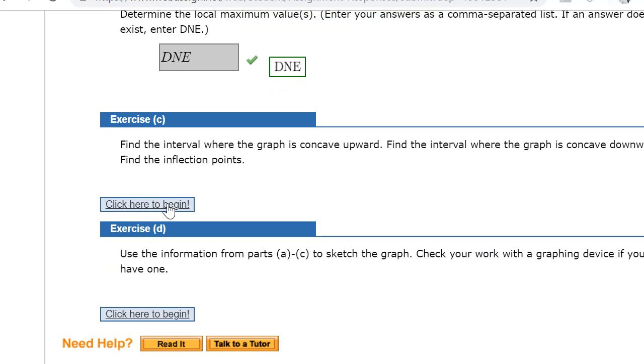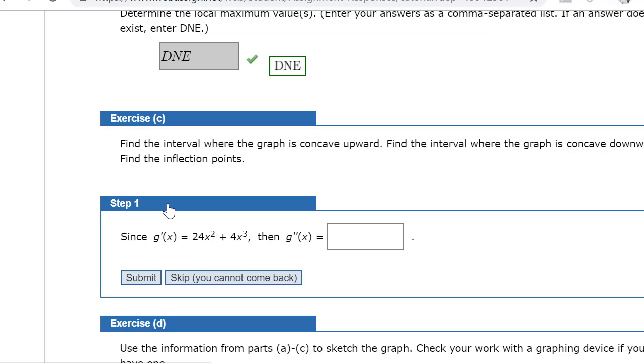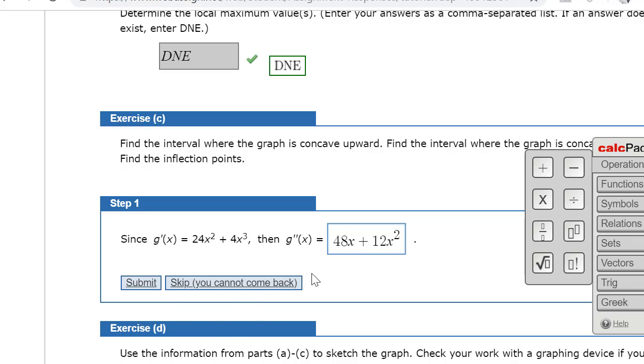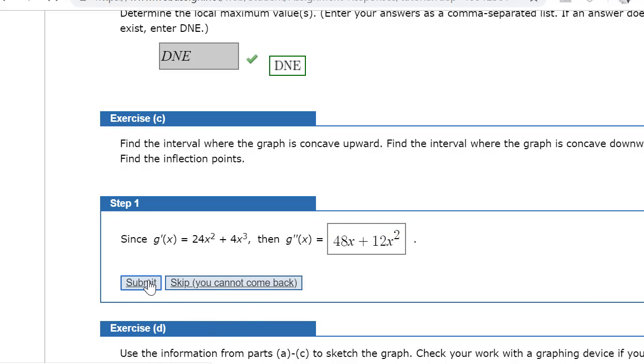Now let's take a look at concave up and concave down. The unfactored form of the derivative will help us find the second derivative a little bit quicker. We take the derivative of this, 24 times 2 is 48, and then we subtract 1 from the power, that's just going to be x. And then we have plus 4 times 3 is 12, x to the second power. So that's our second derivative.